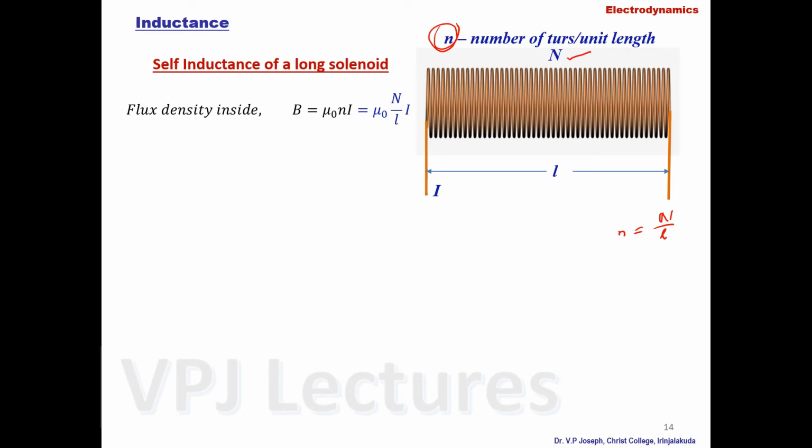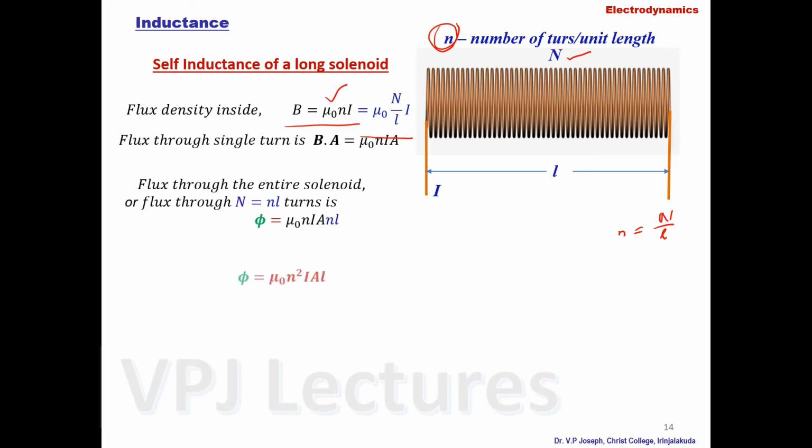So the flux density inside is given by the expression mu 0 n i. That is the flux density inside based on Ampere's theorem. We know that the flux density inside is equal to mu 0 n i. And when we substitute for small n, it is equal to mu 0 capital N by L into I. Anyway, we are proceeding with the equation B is equal to mu 0 n i, where n is the number of turns per unit length.